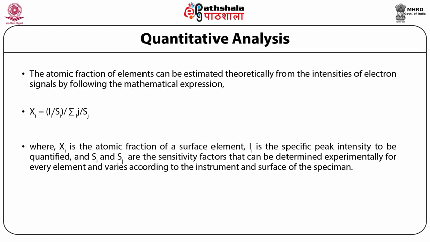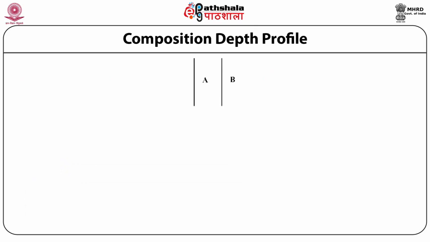For an AES spectrum, the matrix composition affects the efficiency of the Auger emissions because the backscattered electrons in the matrix also excite the Auger electron emission. Here, the intensity of the element A present among multiple elements differs from the same amount of element A in its pure solid form. The composition depth profile.